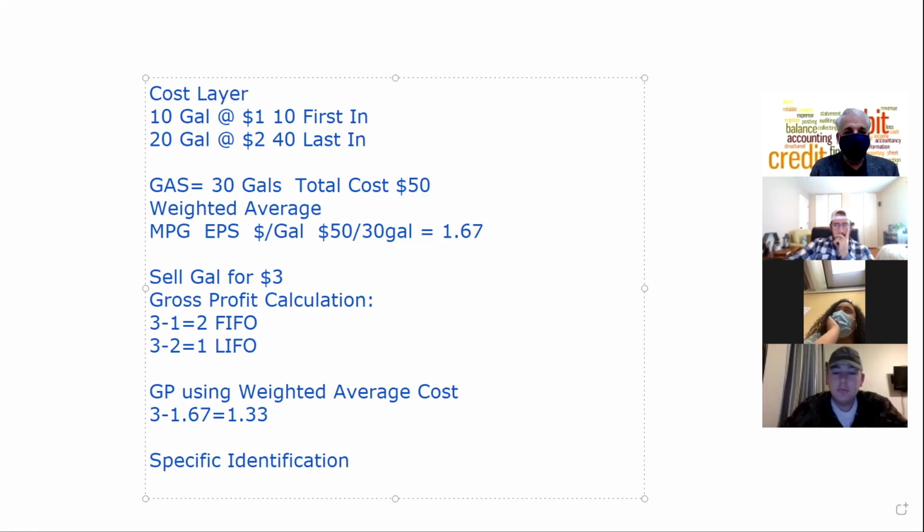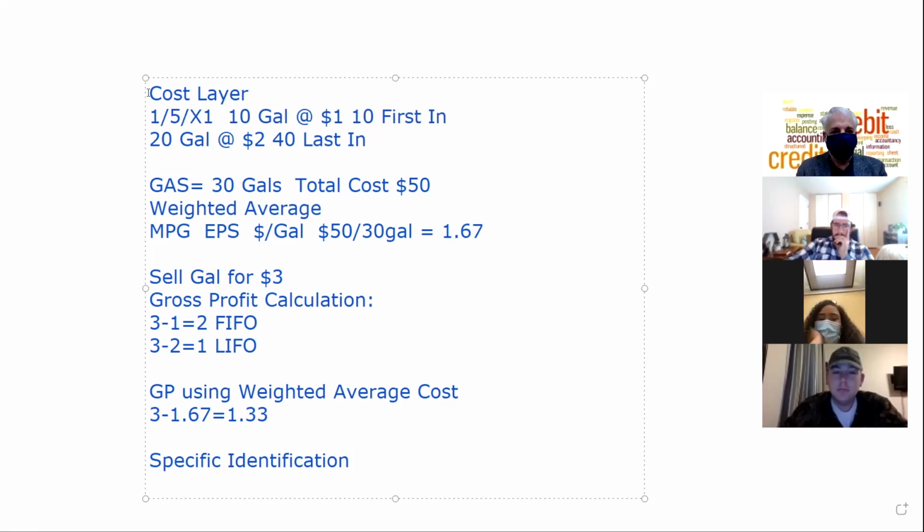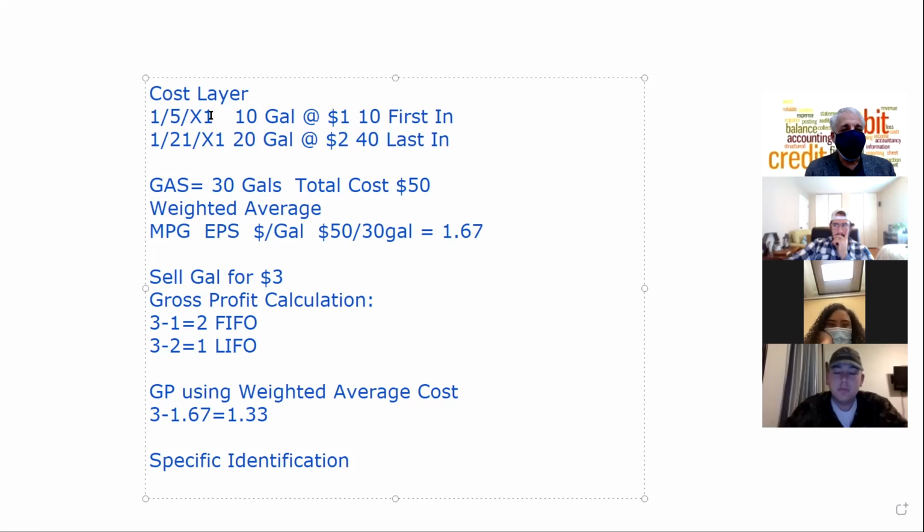And that can either be, we talked about buying it January 5th, X1. We talked about buying this maybe January 21st, X1, hopefully in the same year, we'll get milk, so be careful. Or maybe this was our beginning inventory, doesn't matter. Our beginning inventory starts, we add some more stuff to it, we've got goods available for sale.